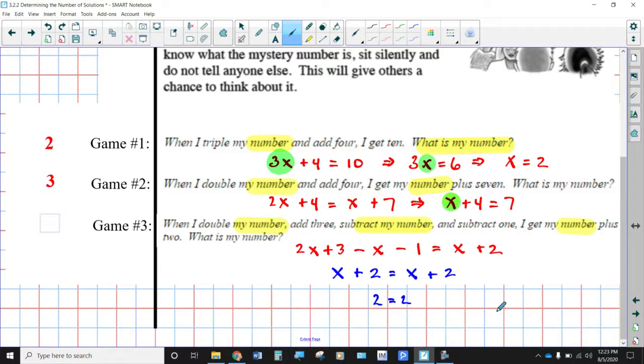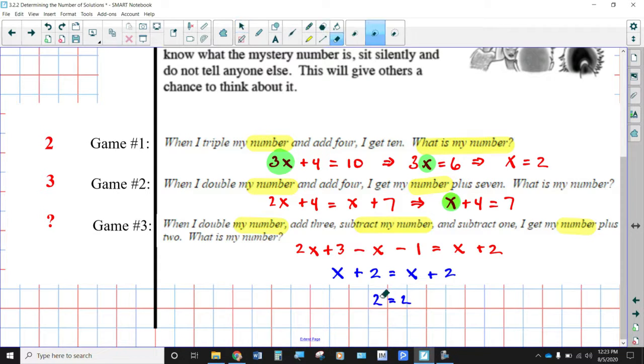Now remember, when we eliminate all of our variables and you're left with a true statement, that means that the answer is all real numbers work as solutions, right? So can you identify what the solution is? No, because there are an infinite number of solutions, right?